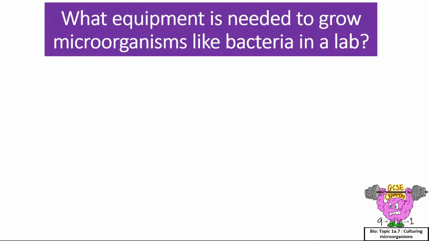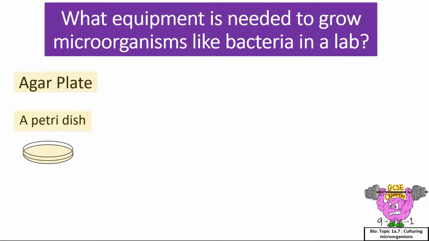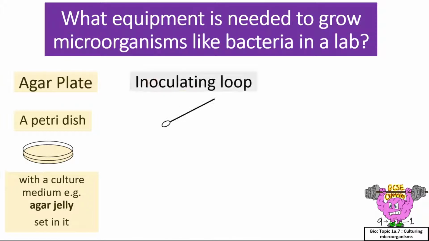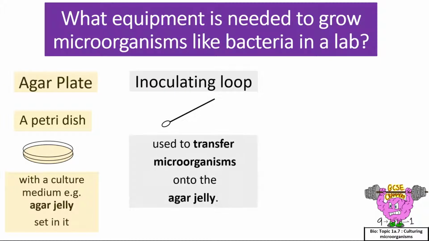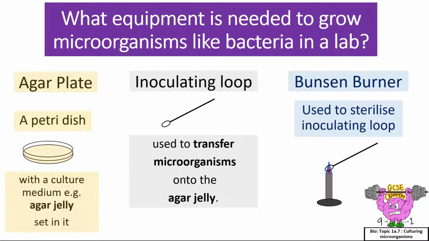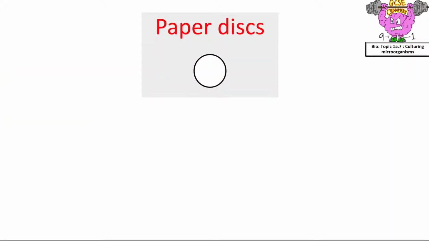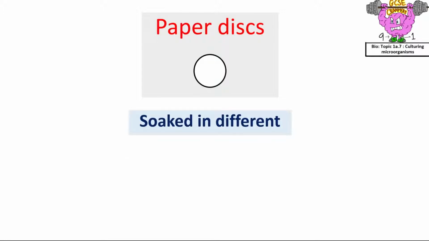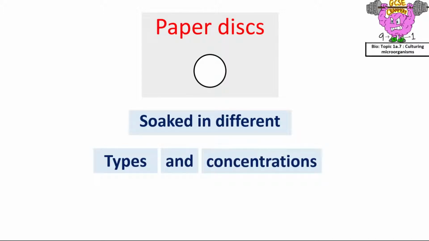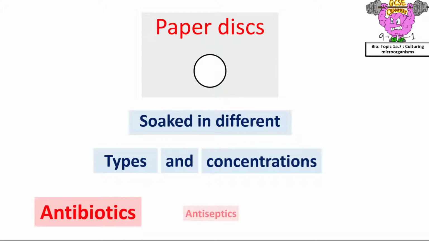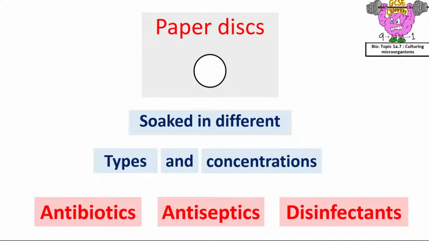What equipment is needed to grow microorganisms like bacteria in a lab? An agar plate, which is a petri dish, with a culture medium, e.g. agar jelly, set in it. An inoculating loop, used to transfer microorganisms onto the agar jelly, and a Bunsen burner, used to sterilize the inoculating loop. You will also need paper discs, soaked in different types and different concentrations of antibiotics, antiseptics, and disinfectants.